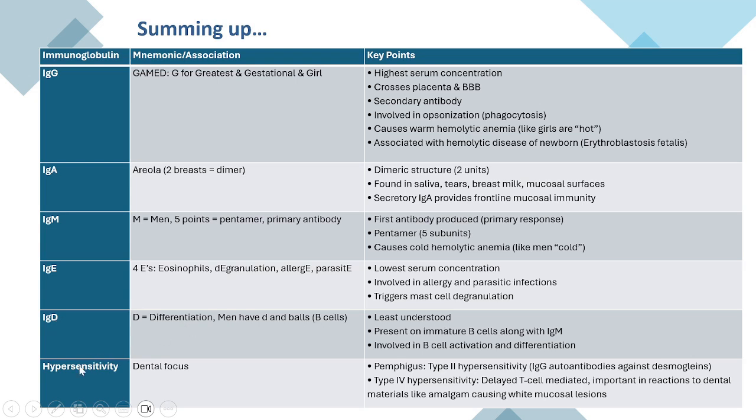And talking about hypersensitivity, I gave the mnemonic ACID, and for type 1 there were 4 A's, and for type 4 there were 4 T's. And when it comes to dental focus, pemphigus is a type 2 hypersensitivity reaction because IgG autoantibodies come into play against the desmoglein. And just for your knowledge, there are two desmogleins, desmoglein 1 and desmoglein 3, in which desmoglein 1 is for skin and desmoglein 3 is for the oral cavity, oral lesions.